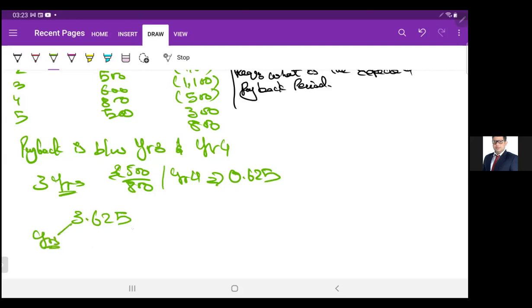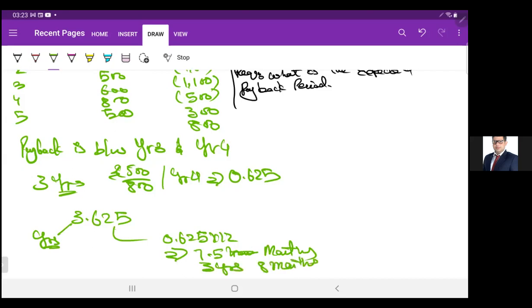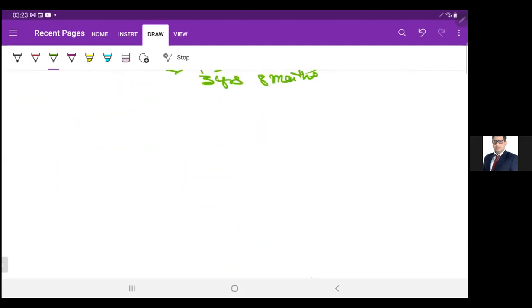That means 3 years and 0.625. 0.625 multiplied by 12, we will get 7.5 months. So we can say 3 years, 8 months, right? I hope you get it. And for the sake of practice, we will do one more example. Let's go for it.